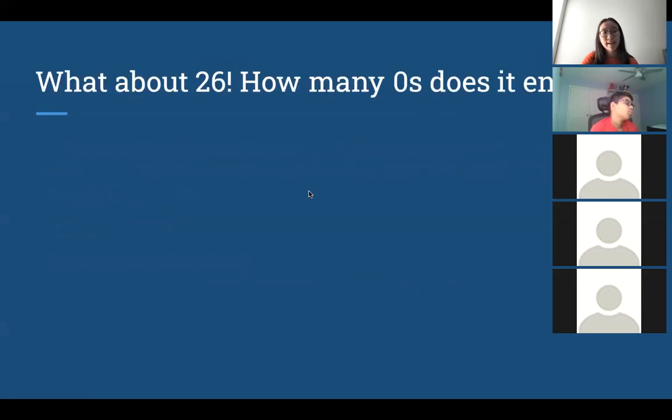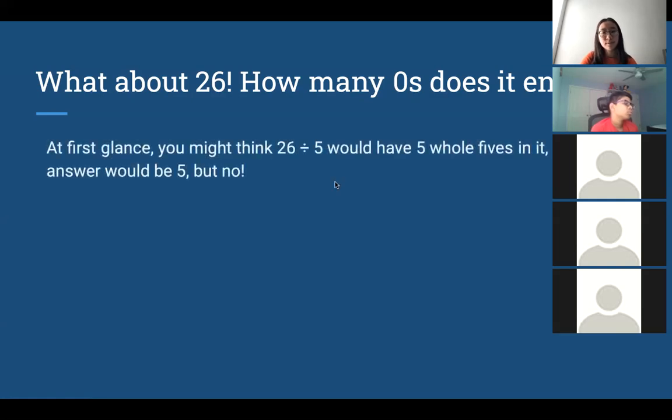Well, let's try that again. What about 26 factorial? How many zeros is that going to end with? You would think that you can just do 26 divided by 5, and then it has 5 whole 5s in it. Because thinking about it, 5, 10, 15, 20, 25, wouldn't it just be 5?